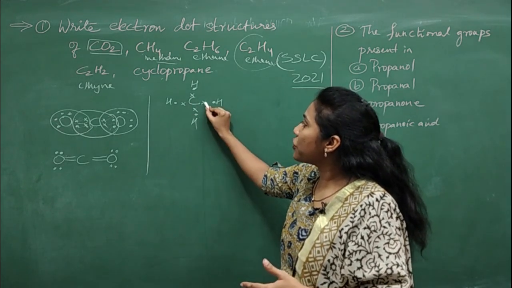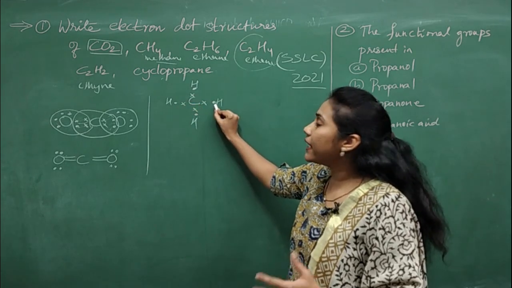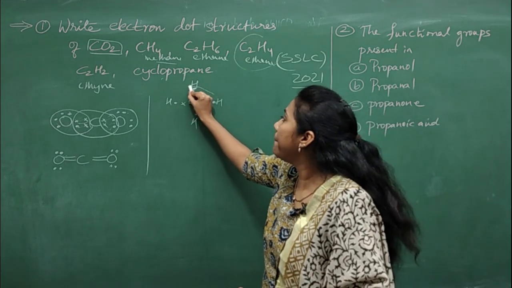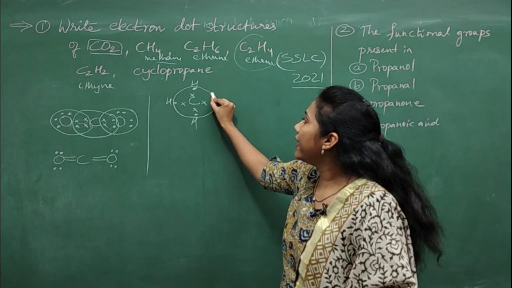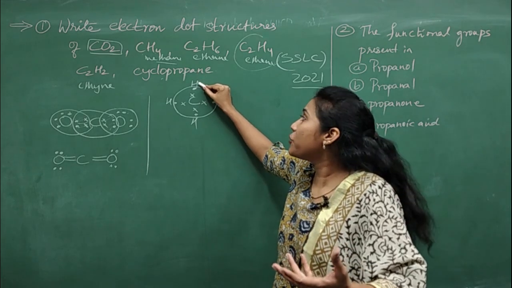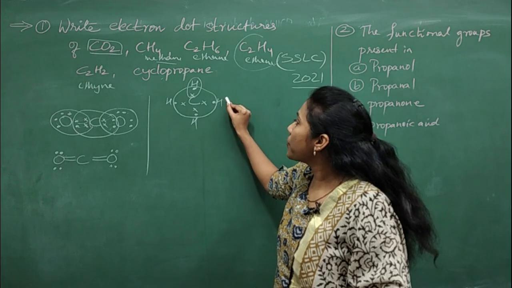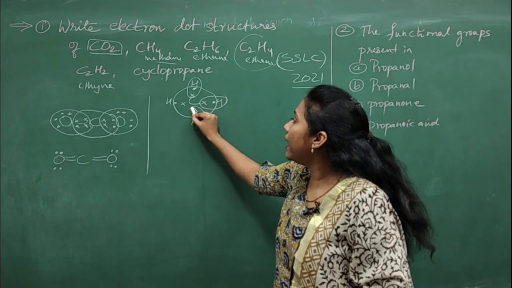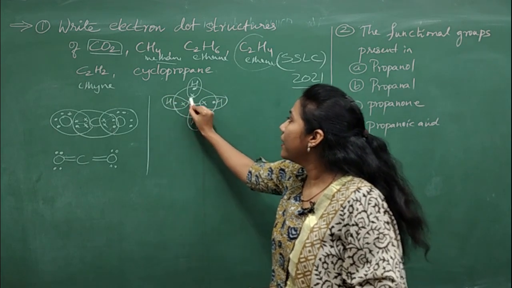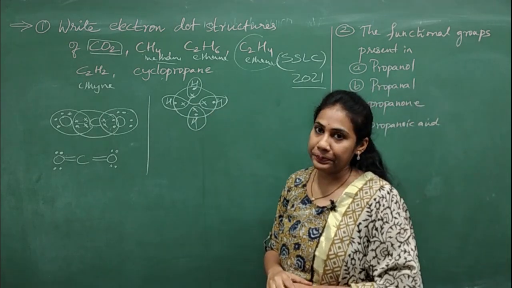So circle carbon atoms first. 8 electrons you have to show. 1, 2, 3, 4. 4 already you have. So 4 more electrons you are taking from 4 hydrogen atoms. So a big circle covering all the electrons. And now circle hydrogen atom. In the circle of hydrogen atom you should have 2 electrons, right? So 2 electrons together you have to circle all the hydrogen atoms. That's it. So this is the electron dot structure for methane.